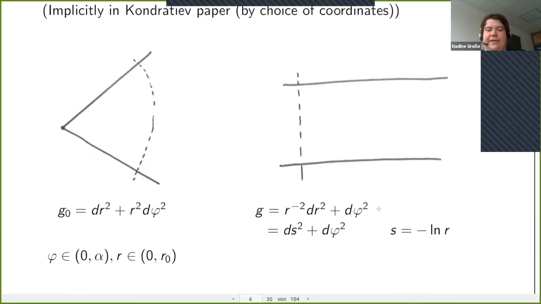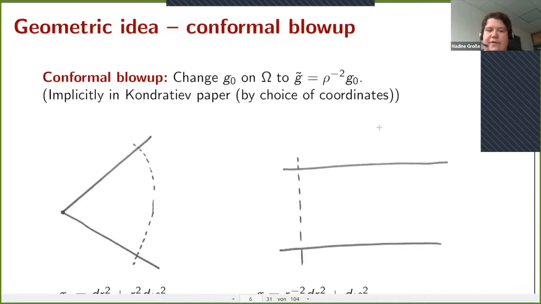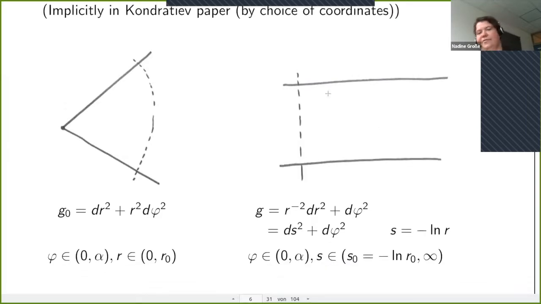So if I do a coordinate change now, s equals minus ln r, and this is more or less what Kondratiev does implicitly in his papers, I now have just a normal product metric, and my polygon part without the corner looks like a strip, like an honest strip, or half strip, starting at minus ln r0 to infinity. And the width of the strip is the angle of my left picture. And this is somehow nice.